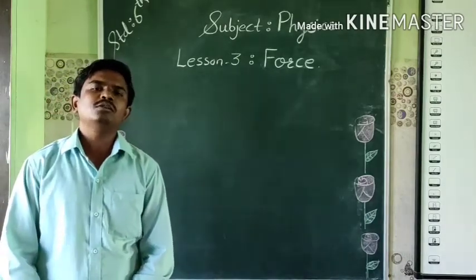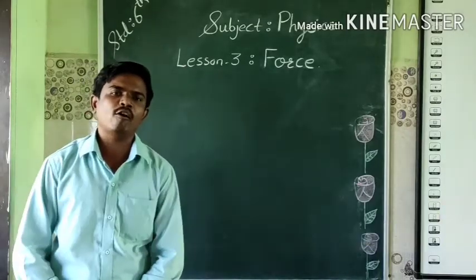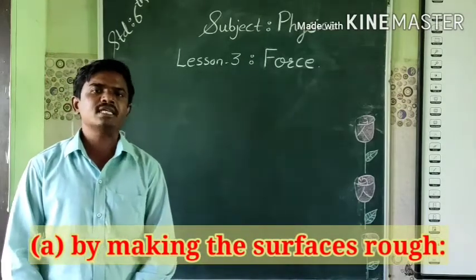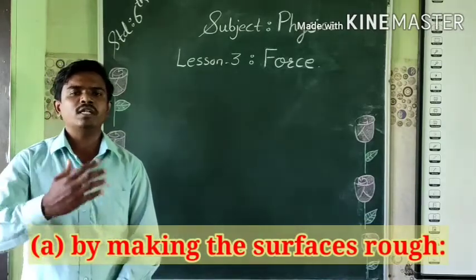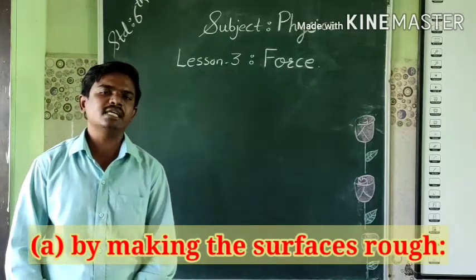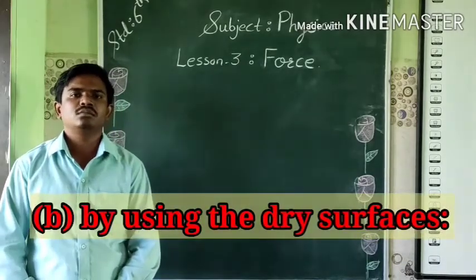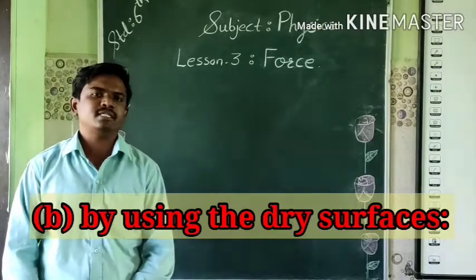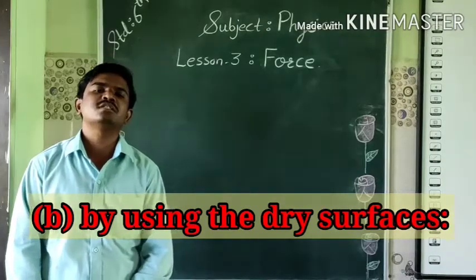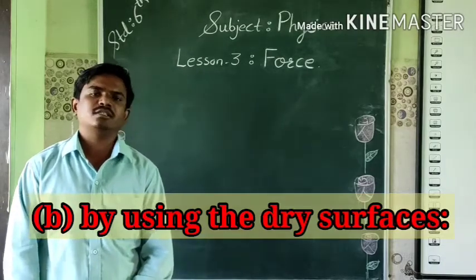Now we will talk about ways of increasing the force of friction. First way of increasing the force of friction: by making the surfaces rough. We know that students, rough surfaces have better grip on each other. Second way of increasing the force of friction: by using dry surfaces. We know that students, dry surfaces have more force of friction and smooth surfaces have less force of friction.